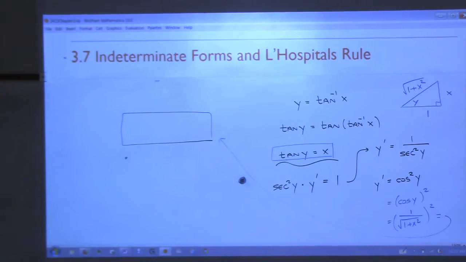But I've got about 20 minutes, so I can introduce you to your new friend, L'Hopital.